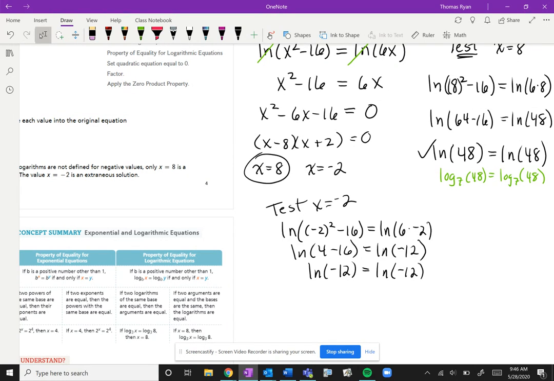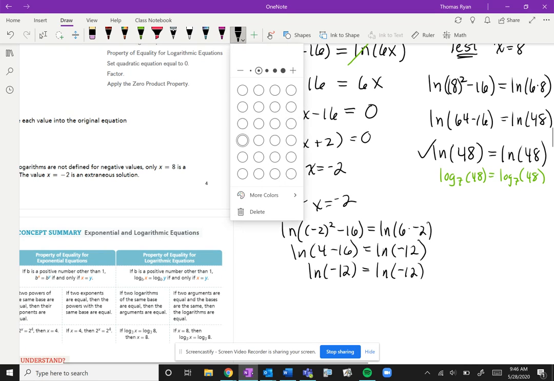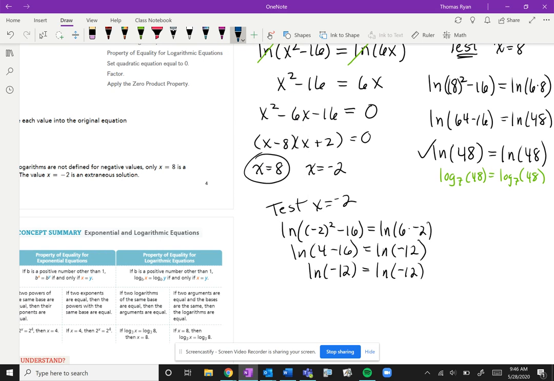Joke is on you if you think this makes it a solution. It doesn't, because here's why. I think ln's not the best example to use. Let me make a side jump here, because ln has the same properties, but it's not always the best. Let me go back to this example, log base 7. So what if this was log base 7 of negative 12 on both sides?